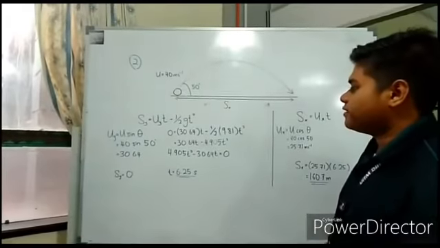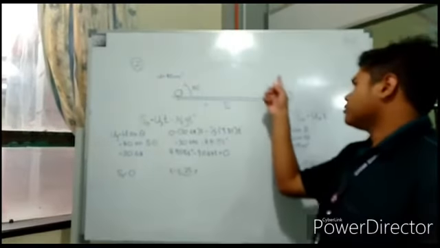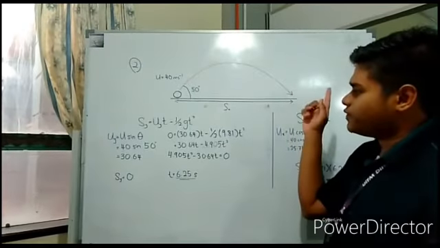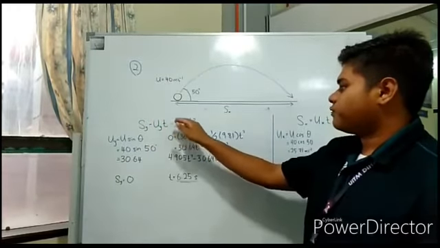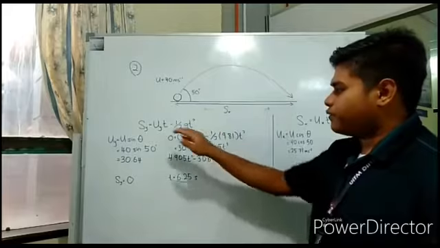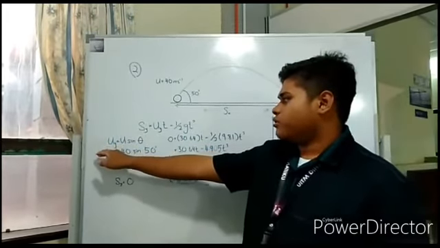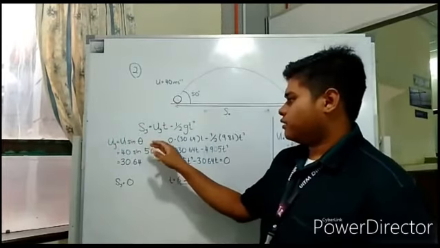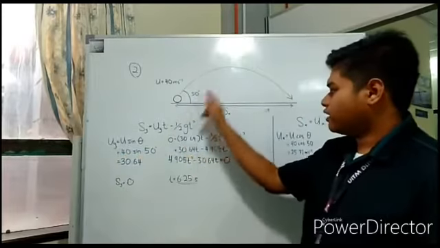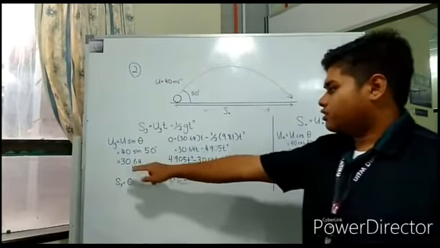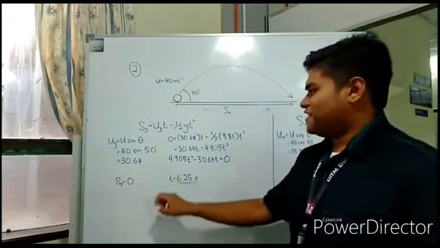Okay, based on the question, we want to calculate how long will the ball take to hit the ground. So we can use the formula sy equal to uyt minus 1 over 2 gt square. First we want to calculate uy, so we can use the equation uy equals u sin theta. We can substitute the value of u, 40 sin theta, where theta is 50, so we got 30.64 meter per second.